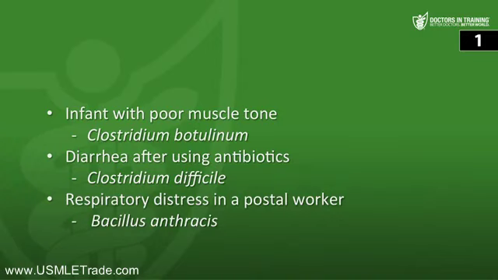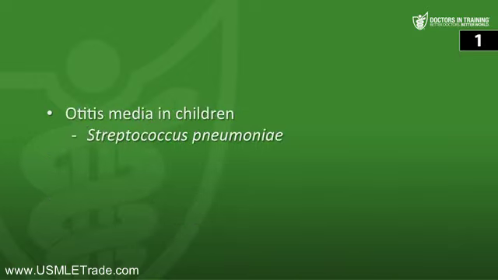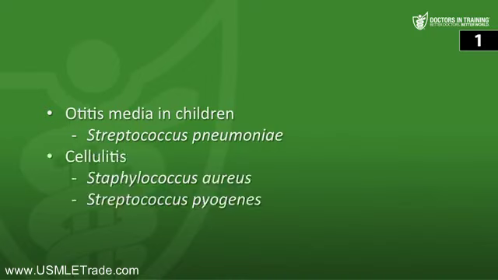Right after 9/11, there was this huge concern that there was going to be inhalation anthrax spread through the postal service as an agent of biological warfare. Then otitis media in children, it's most commonly strep pneumo if it's bacterial at all. Now, lots of time, otitis media is a viral infection. And then cellulitis is most commonly going to be Staph aureus and strep pyogenes, or group A strep.